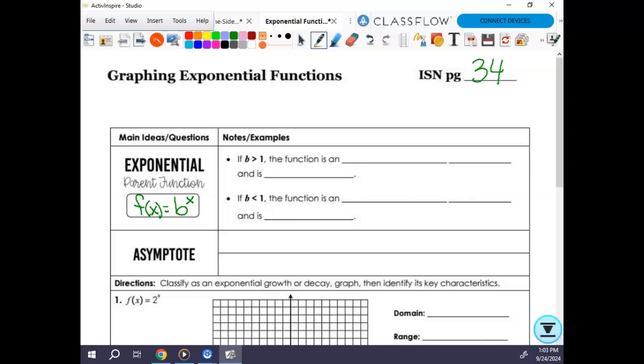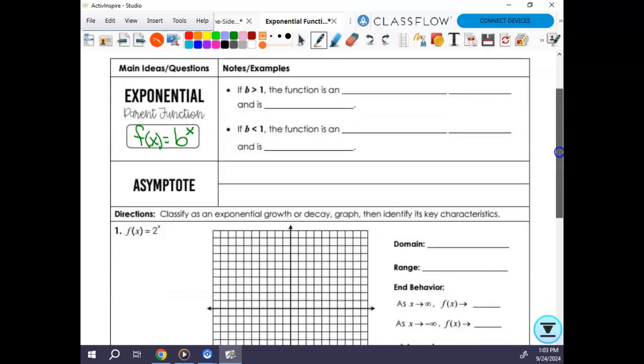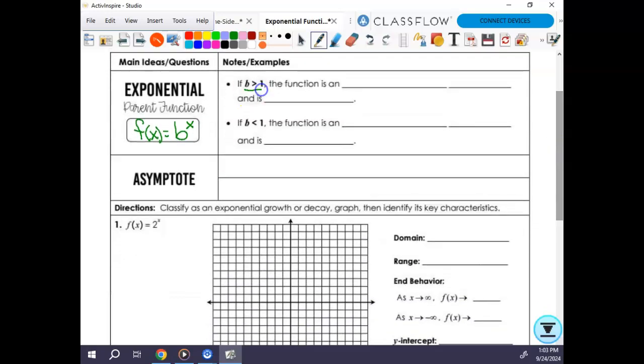If the base of the exponential is greater than 1, the function is an exponential growth and is increasing, hence the growth part of that. Okay? Exponential growth and is increasing. So it would look something like that, right?